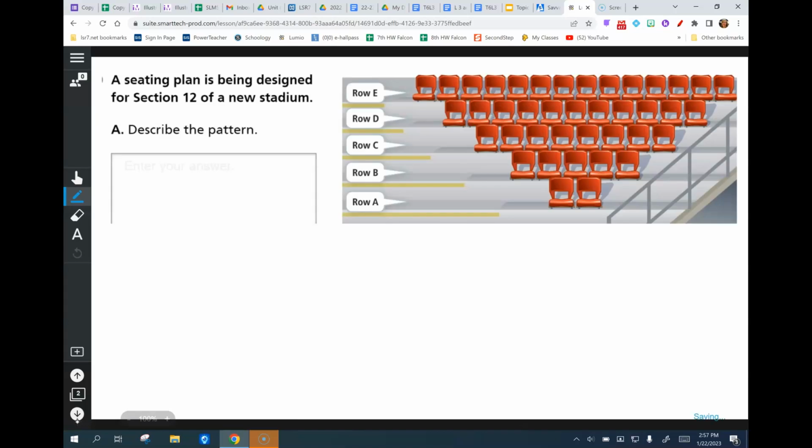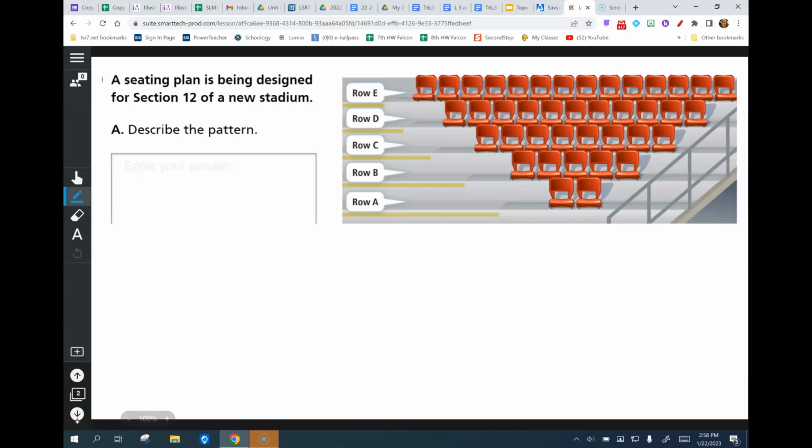So the first example that you see on page 127 says a seating plan is being designed for section 12 of a new stadium, and describe the pattern. So let's look at the pattern. Let's look at each row. In row A, we have 2 seats. In row B, we have 5. And in row C, we have 1, 2, 3, 4, 5, 6, 7, 8.